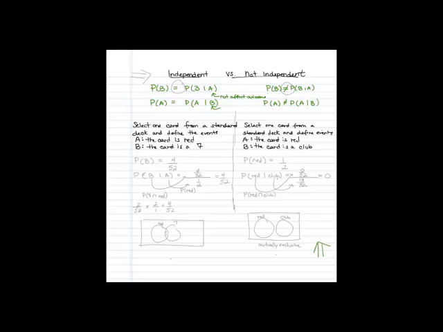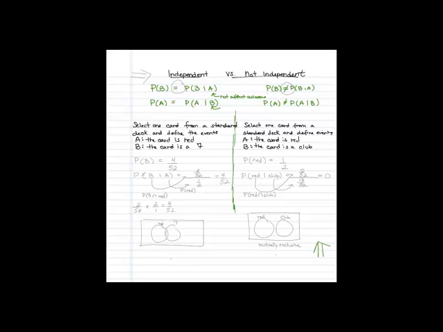So when we look at the two examples that I have written here, I put the independent one on the left and the not independent one on the right, which would end up working out. And you can tell when you even just look at it. One card that you're picking from a standard deck. Set A is the card is red, and set B is the card is a 7. So when you first think about it, you say, okay, the card is red and the card is a 7.